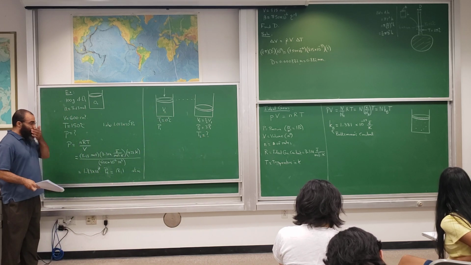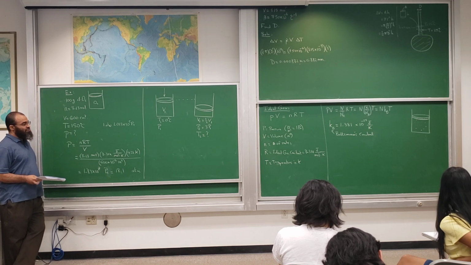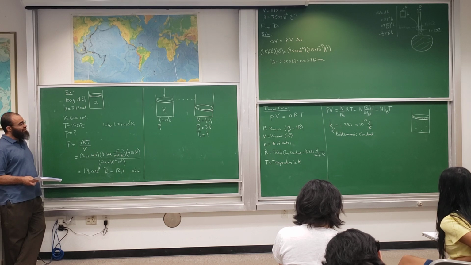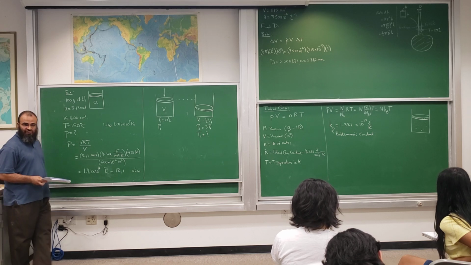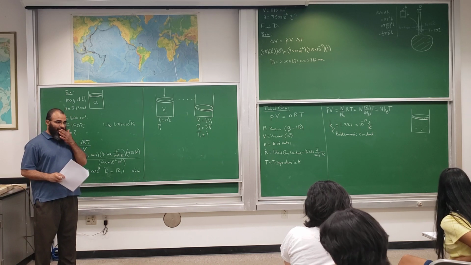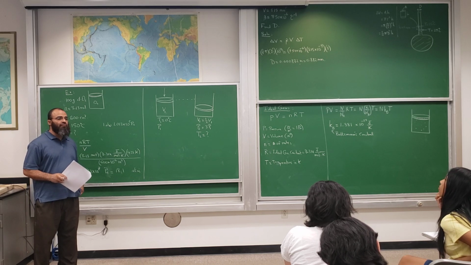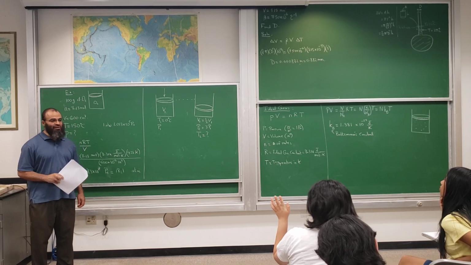Notice, you don't have the number of moles. You don't have a value for P1 and P2, or V1 and V2. You just have their relationships, their ratios. So, any suggestions? Well, we know that no gas escaped, no gas was added, so the number of moles stays the same. Excellent. Good. So N is constant.